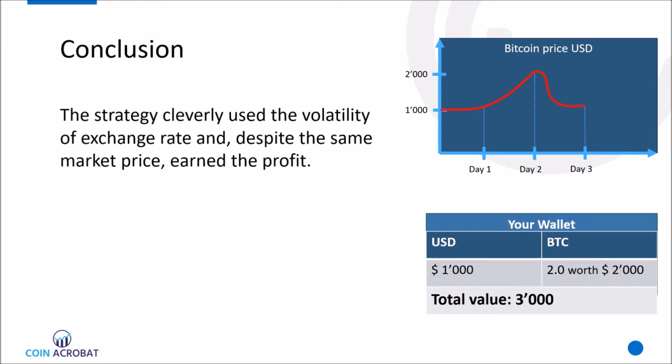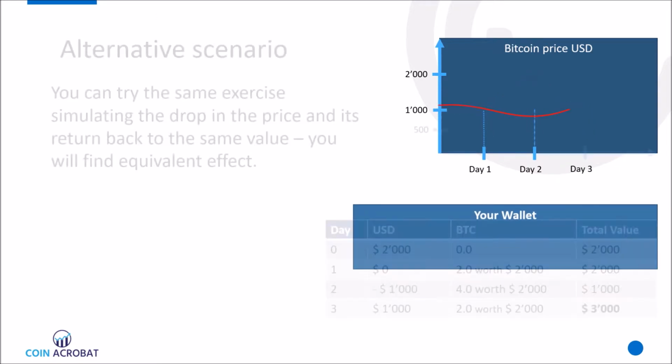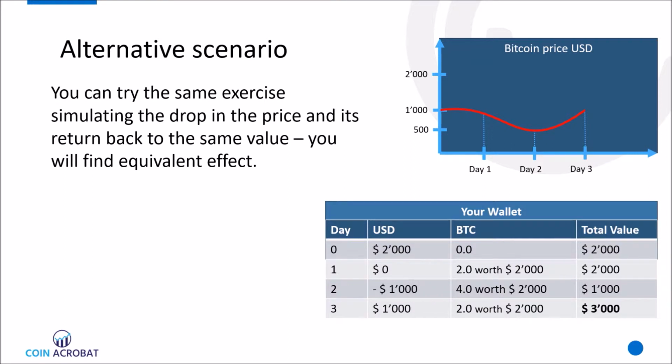In our example, the price of the currency fluctuated between $1,000 and $2,000. We used the volatility for our profit and turned our $2,000 from day 1 to $3,000 on day 3, despite the very same Bitcoin market price on those 2 days. The principle works towards the same profitable results whether the exchange rate oscillates up or down.